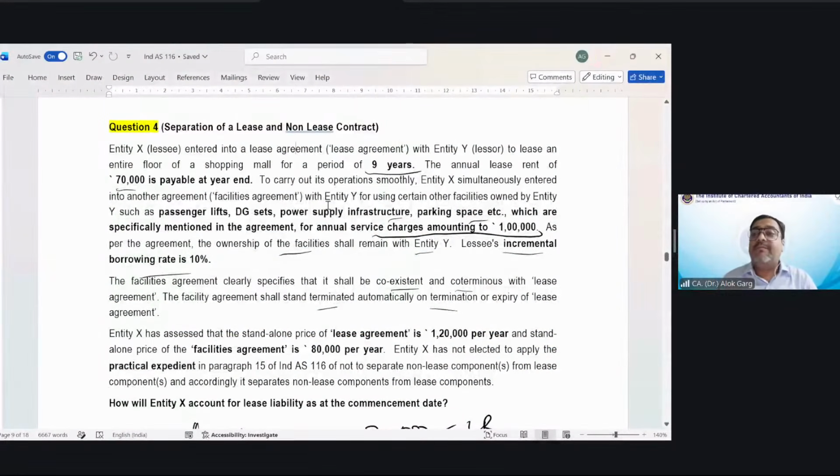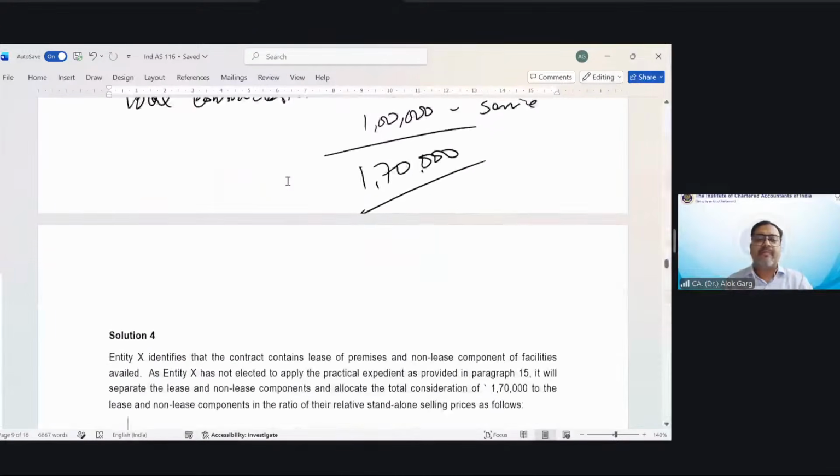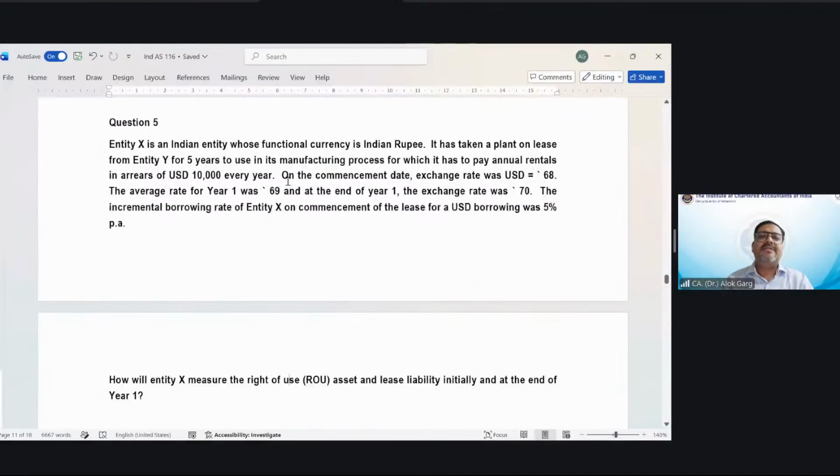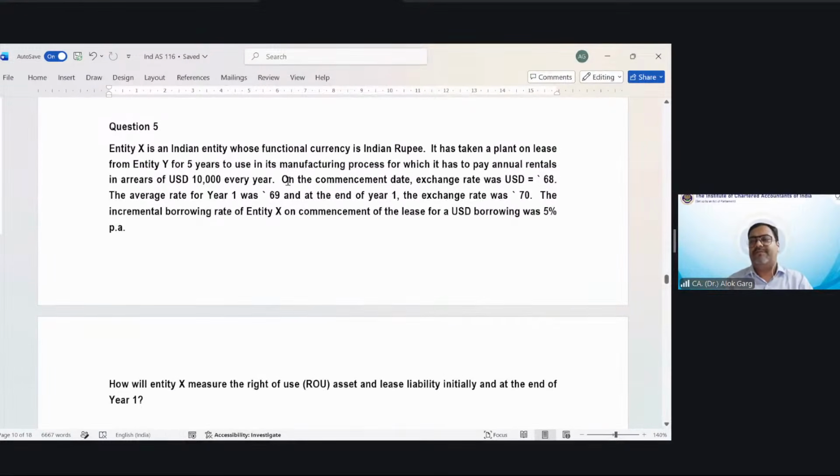So friends, with the help of this question, we have also discussed and understood the concept of separation of a lease and non-lease component, right? In the last question, we went through the evaluation of a contract, whether it contains a lease. Moving further, let's discuss question number 5, a very important question, right?